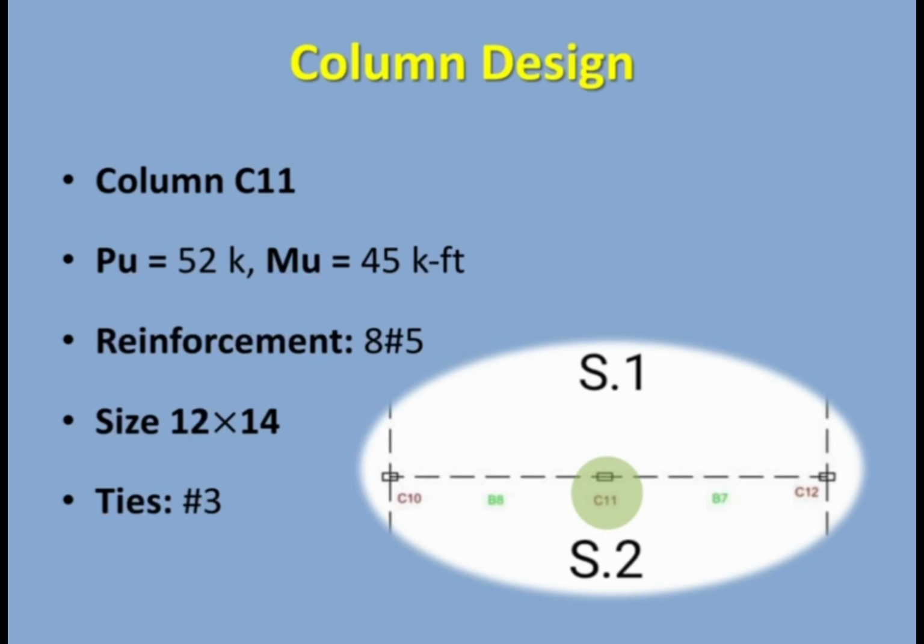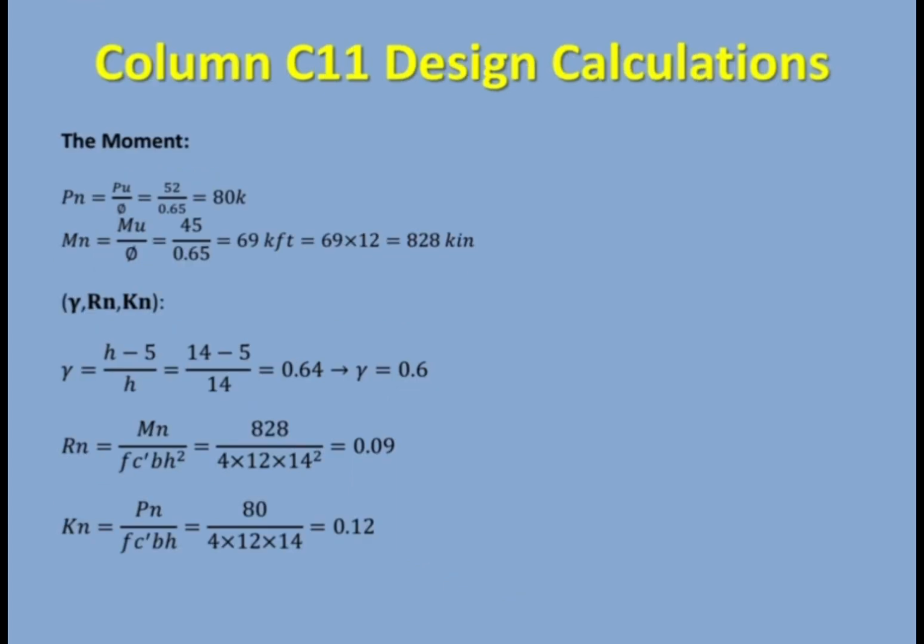Design of the column. We designed for column 11 with ultimate load of 52 and ultimate moment of 45. And the size of the column is 12 into 14, and the ties are number 3 bars, 2 legs at spacing of 6.5 center to center. First, we start by finding the nominal axial strength, which equals Pu over theta equals 52 over 0.65 equals 80.